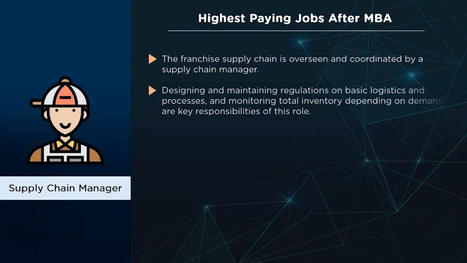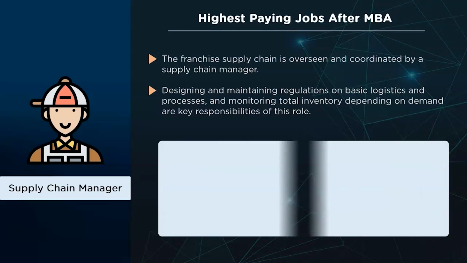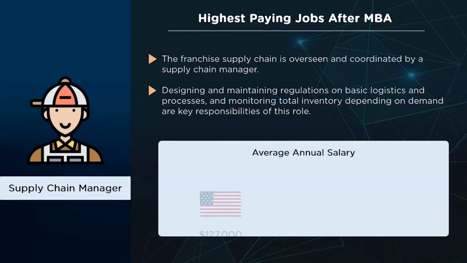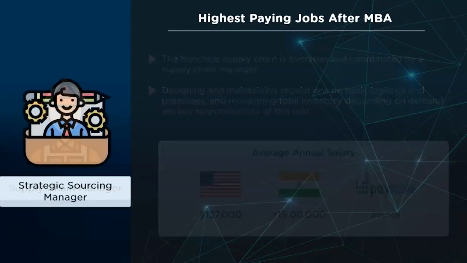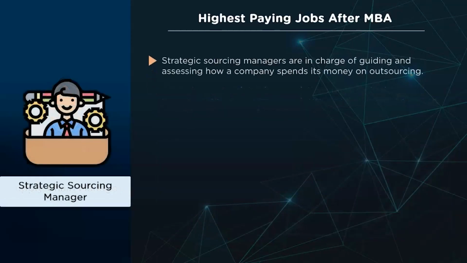The major tasks for this job role are encouraging sales and customer service teams to work together, designing and maintaining regulations on basic logistics and processes, and monitoring total inventory depending on demand. The salary trends for this job role on an annual basis are around $127,000 in the US and 15 lakh rupees in India.